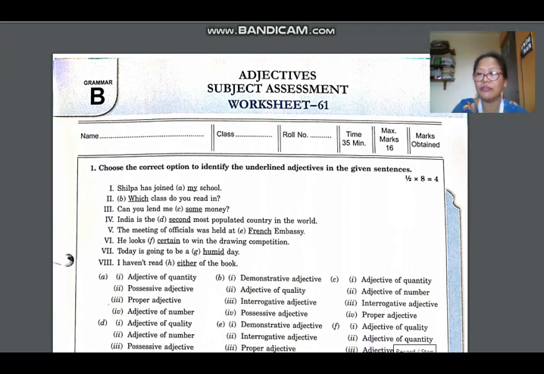We are doing a revision of the adjective lesson. Okay, lesson number 4 and 5.